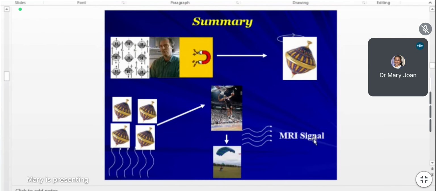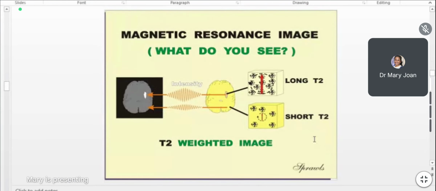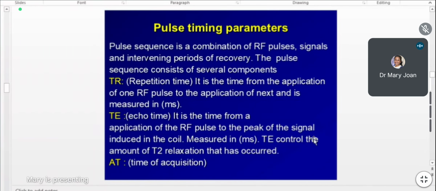I will share the PPT, so you go through it again and again, then you will have a better idea. Sure, ma'am. Because it is not possible for us to discuss every slide for one hour.